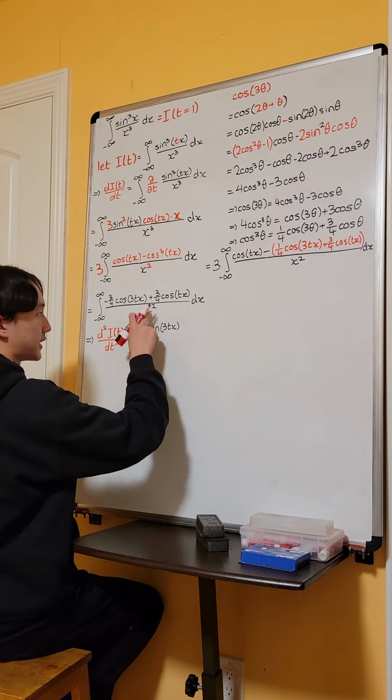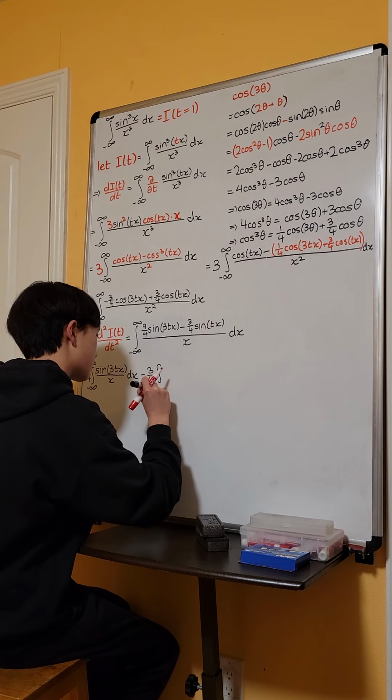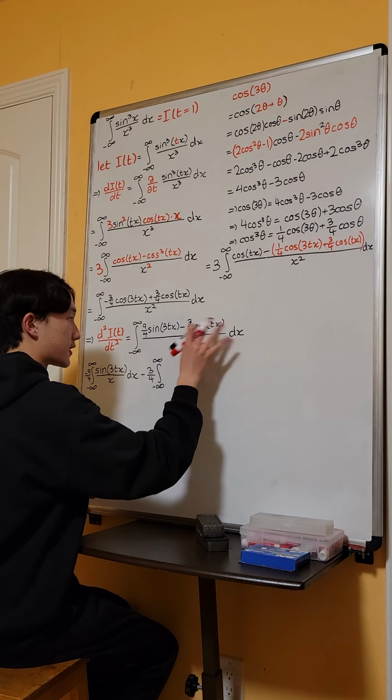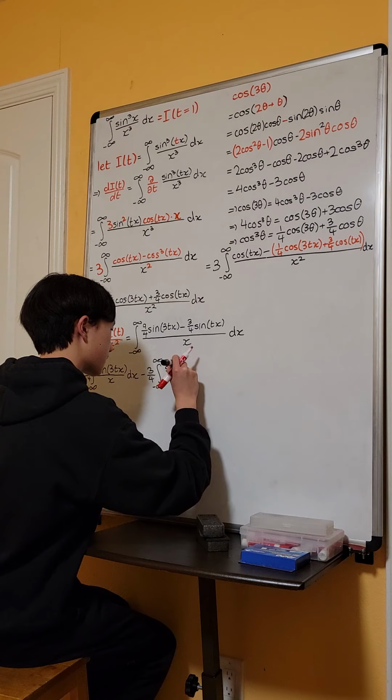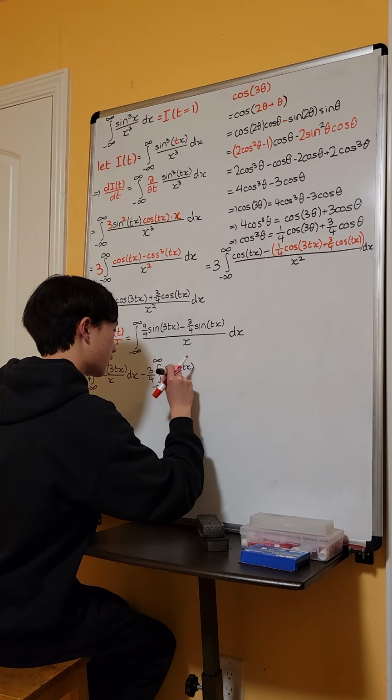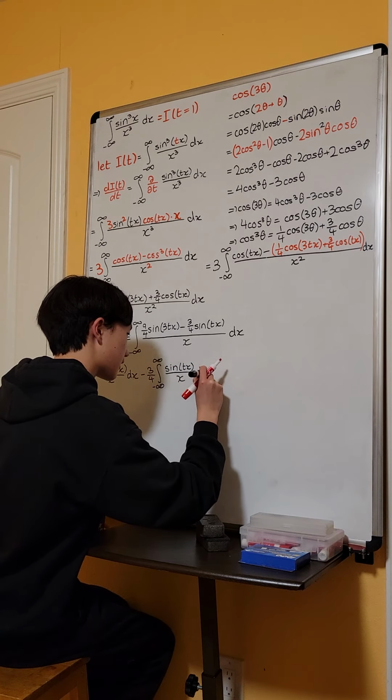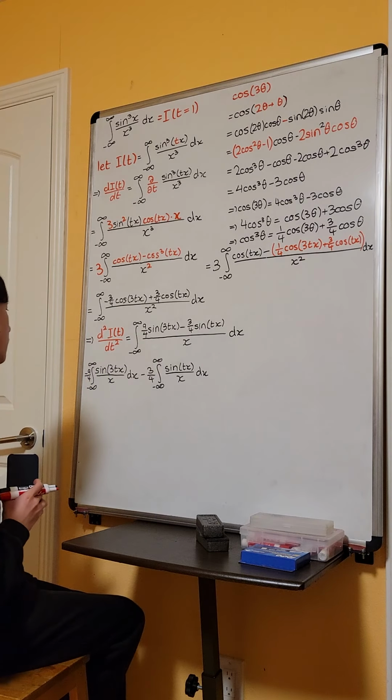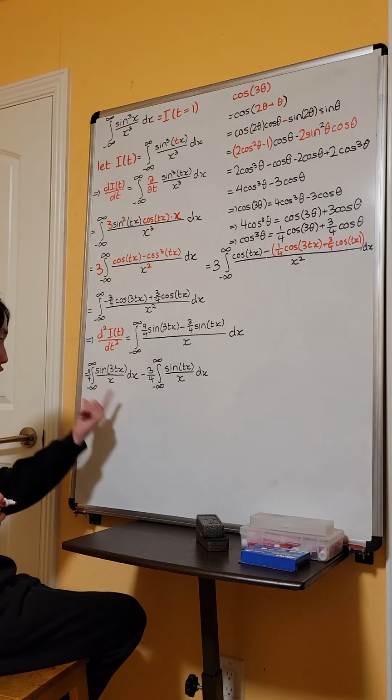One integral, 9 over 4, on the outside, I'm going to take that to the outside, and then on the inside you have sine of 3tx over x dx. Subtract off the 3 over 4, you can also bring outside. You're going to integrate with the same bounds: sine of tx over x dx. Alright, and there you see it's almost in the same form.